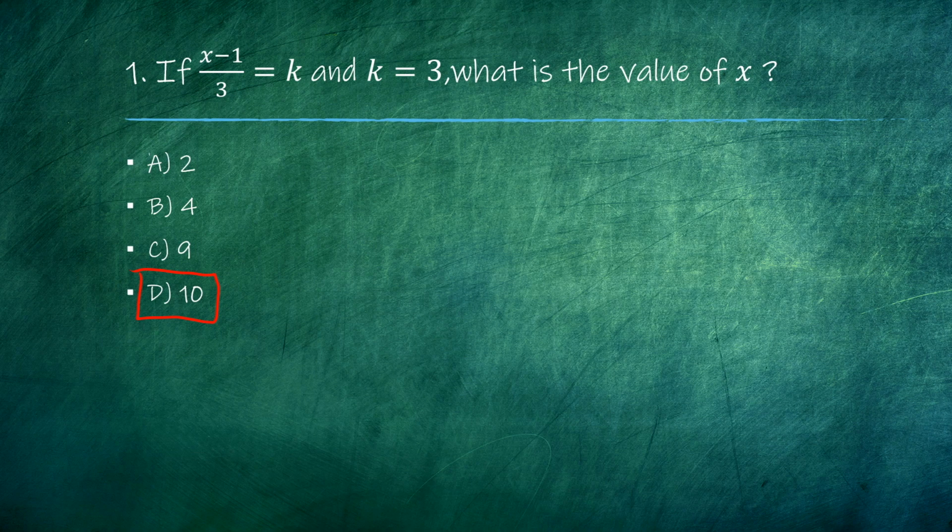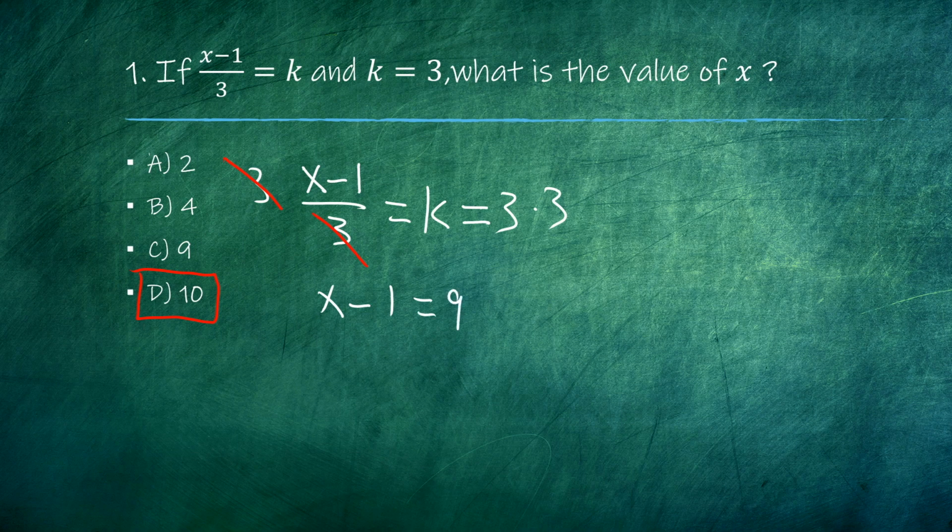So first, we know that this expression is equal to k and k is equal to 3. So we can say (x minus 1) over 3, which is equal to k, is equal to 3. And next, we multiply 3 on both sides. So this cancels, and we have x minus 1 equal to 9. Plus 1 on both sides, so we have x is equal to 10.